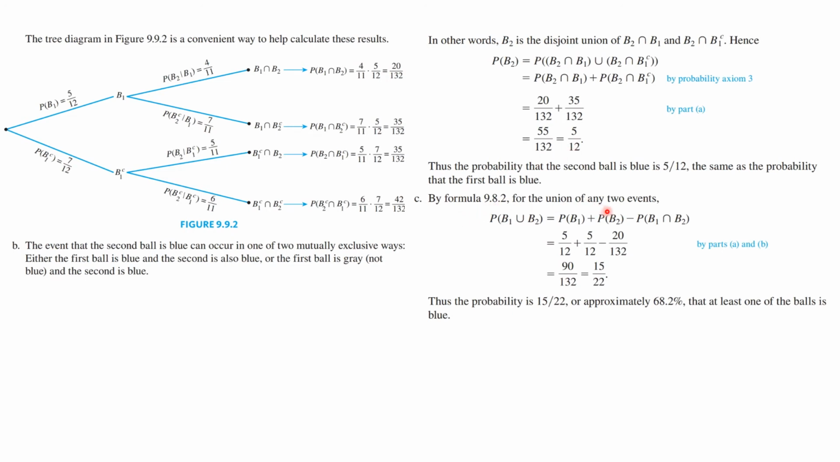For C, the union of any two events. The probability of B1 union B2 is, and we knew this from an earlier lecture, the probability of B1 plus the probability of B2 minus the probability of B1 intersect B2. This is the calculation. It's 15 out of 22. And so 15 out of 22 is approximately 68.2% that at least one of the balls is blue. This is an important example and very similar to some problems that I might ask you on a test someday.